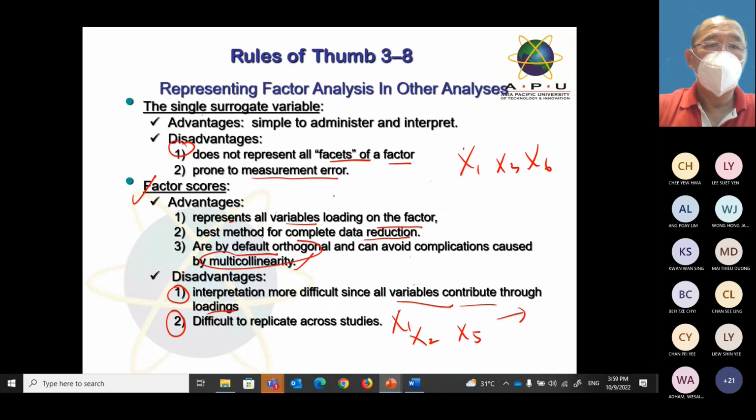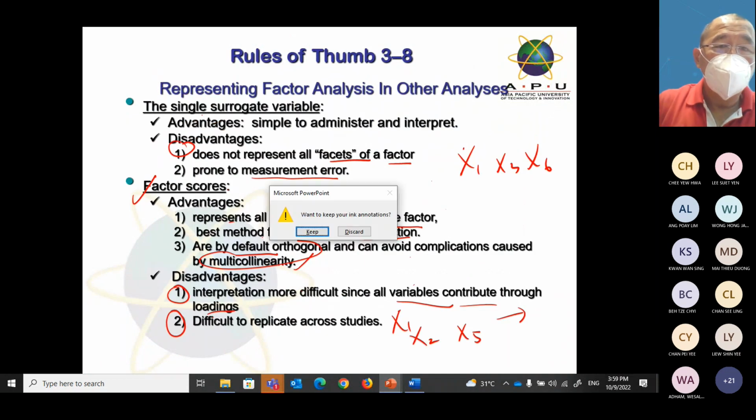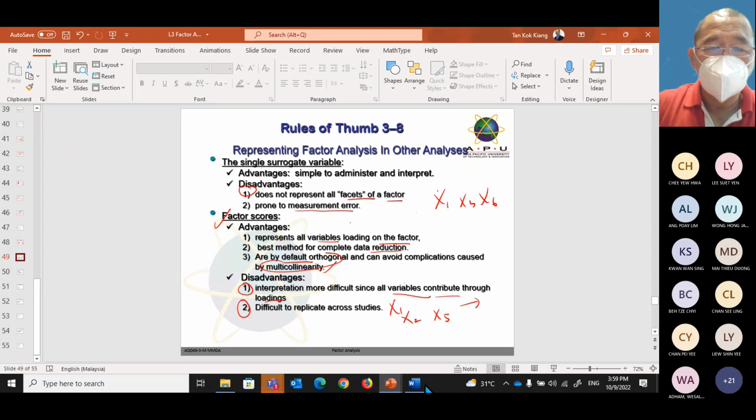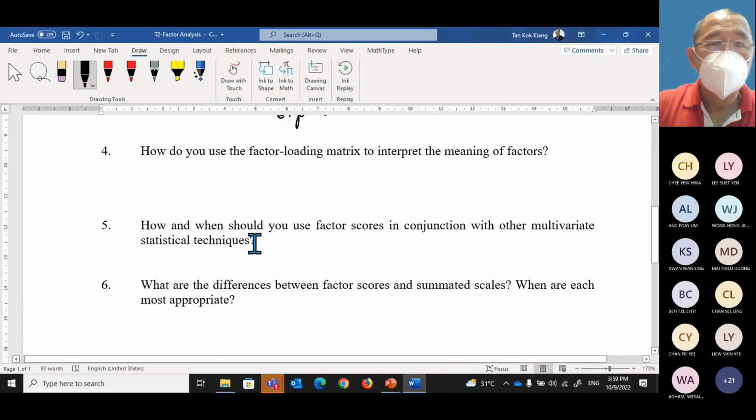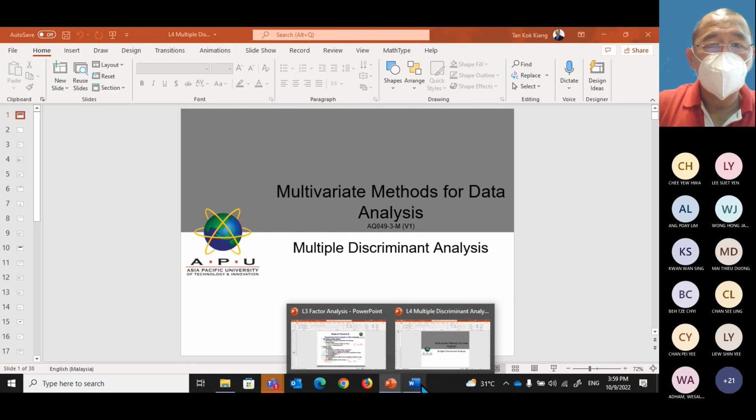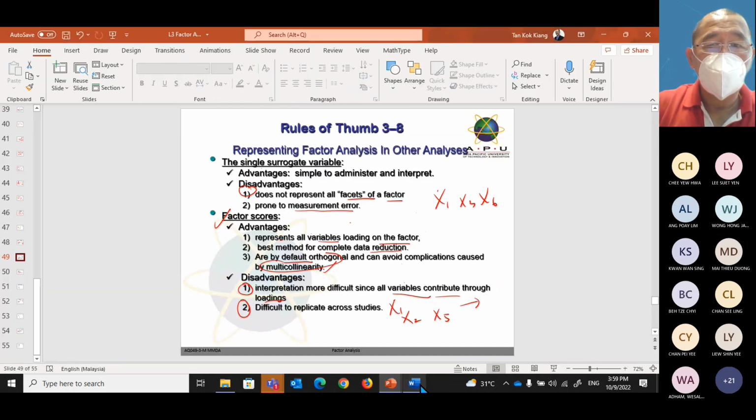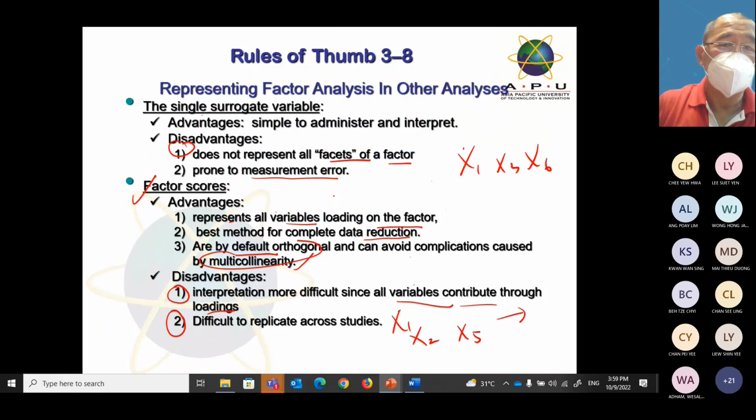So when should you use the factor score? This is the first method: if VIF is quite high for certain independent variables.